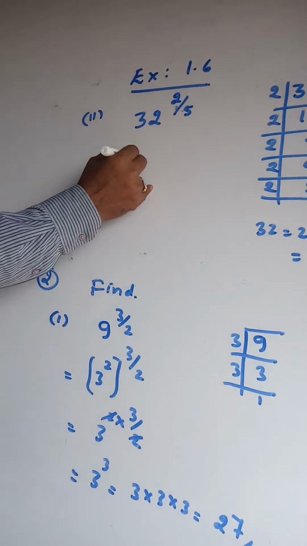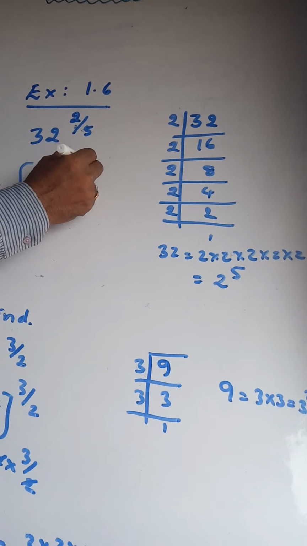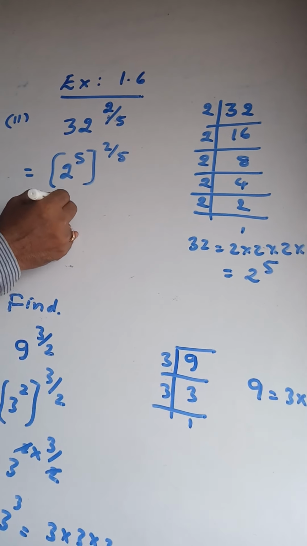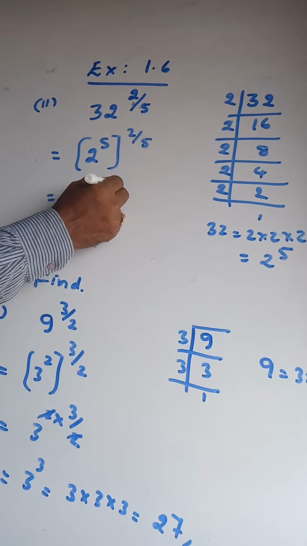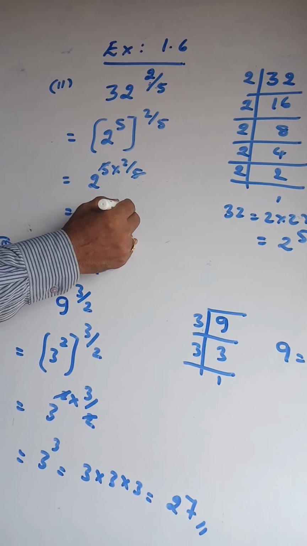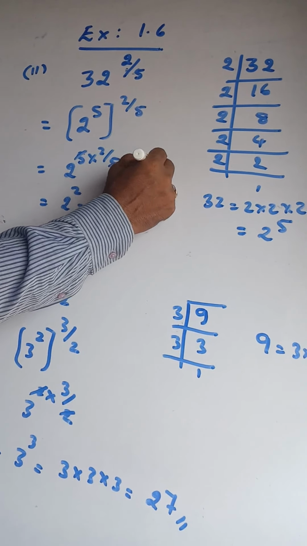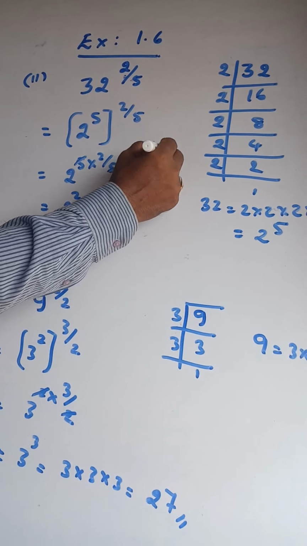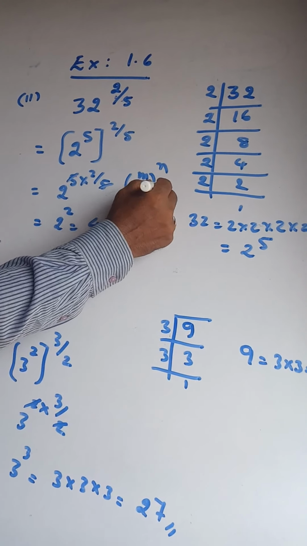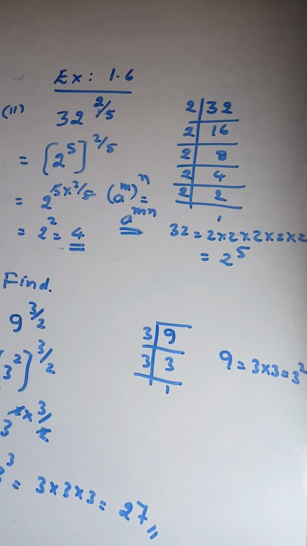Now here we write 2 raised to the power of 5, whole raised to the power 2 by 5. It is 2 raised to the power of 5 into 2 by 5. The 5s get cancelled. 2 raised to the power of 2, which is 4. Here also we use a raised to the power of m, whole raised to the power of n, is equal to a raised to the power of m into n.